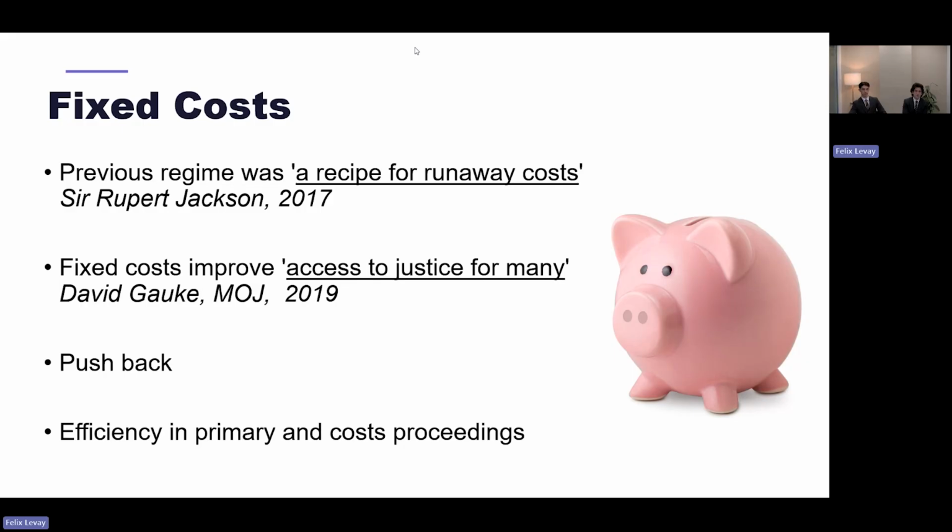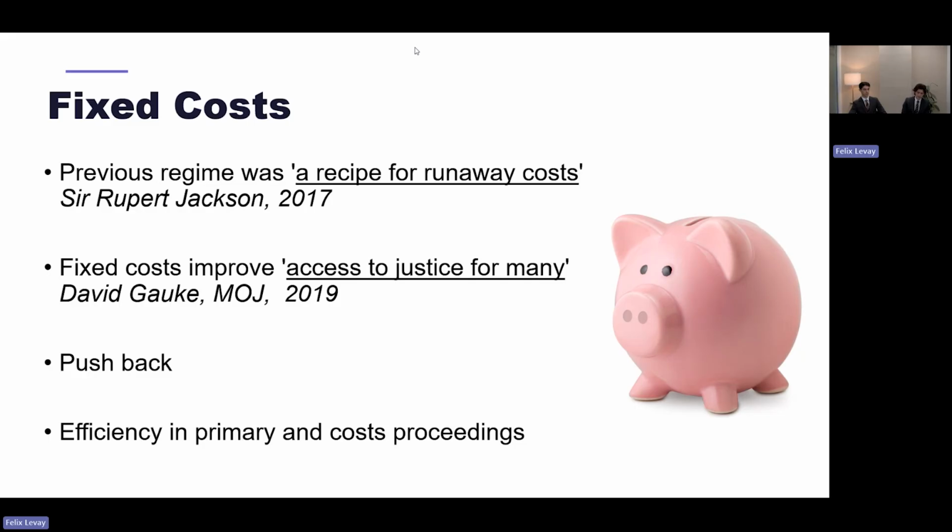A nice quote that we thought it'd be nice to have on the slide is from the then Conservative Minister of Justice in 2019, saying that the fixed recoverable cost regime that came in 2023 would improve access to justice for many. I think a lot of us do actually have concerns about the ease with which claimants in lower value personal injury claims can secure representation, but certainly that was the official line.